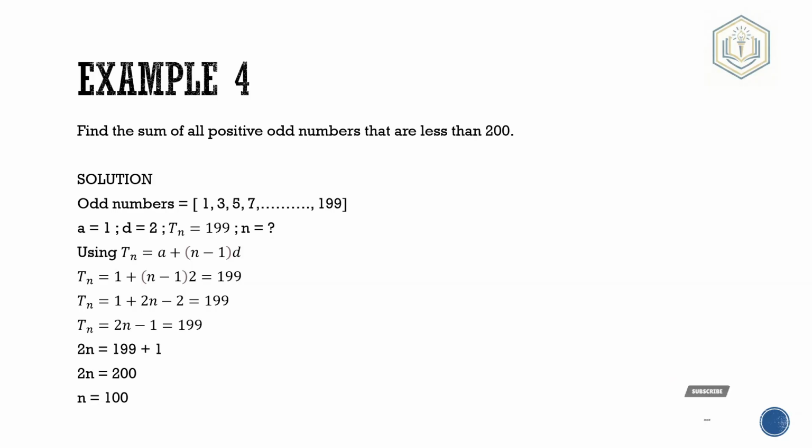And now you collect like terms again, push your minus 1 to the right hand side. So you have 2n equals 199 plus 1, and 199 plus 1 gives you 200. So divide both sides by 2. Your n will give you 100.